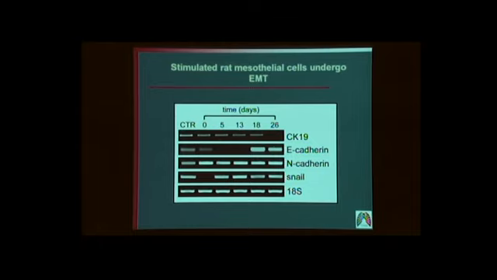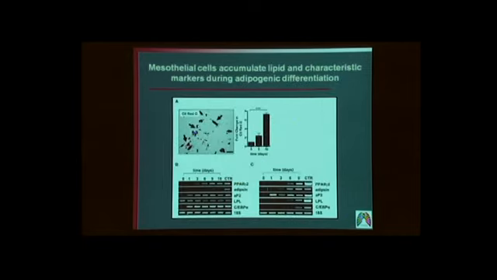N-cadherin remained constant all the way through. And snail was absent at day 0, but increased over time. So again, these cells are showing evidence of EMT. We showed that they can differentiate to osteoblasts. What about another cell type?